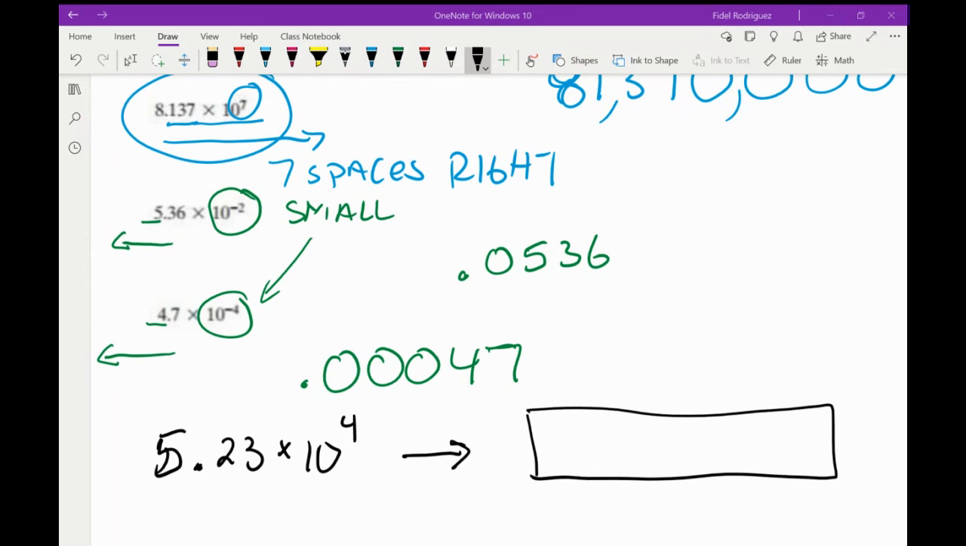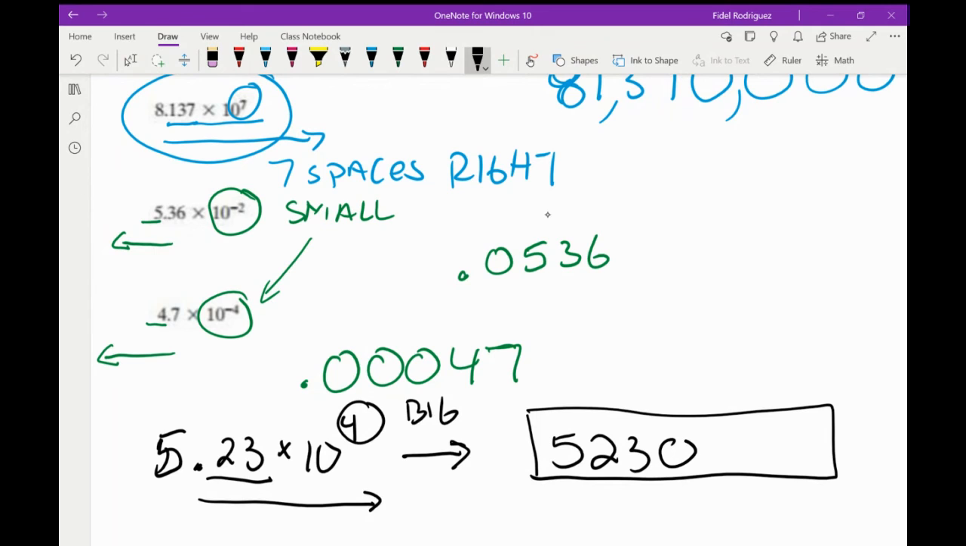Anybody know? Okay, so let's come back and look at the problem, guys. So remember, if this is a power of a positive 4, this means that my number is going to be big, right? So I'm going to move my decimal 4 spaces that way. So if you notice, I already have 2 numbers right here. That just means I need to add another 2 more zeros. And so the number we end up with is 52,300. Okay.